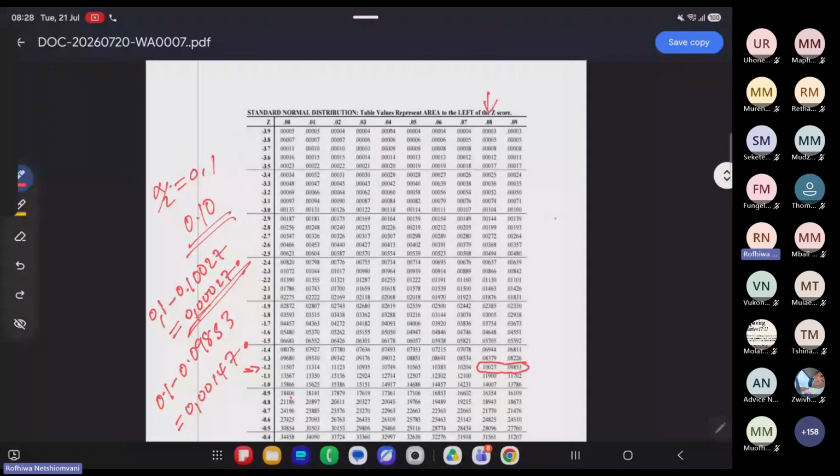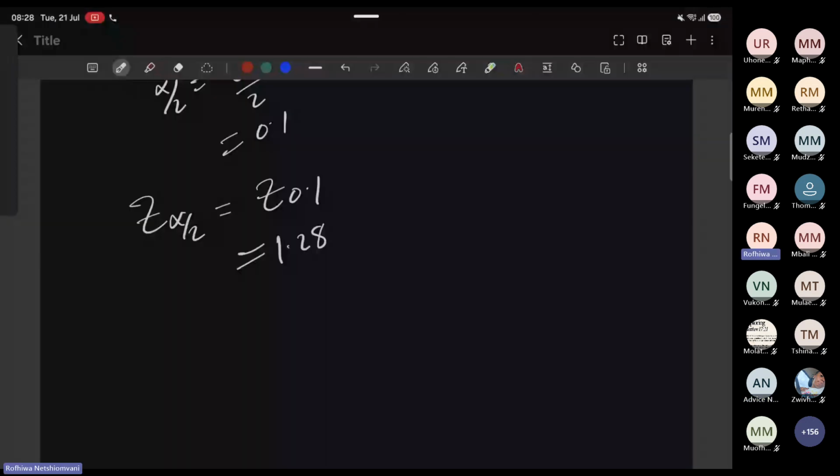So we know that we have 1.2. At the top, we have 8. So then alpha at 0.1, the answer is 1,28. So then we know that in this case, the answer will be 1,28. Any questions? Okay. So the answer is 1,28.